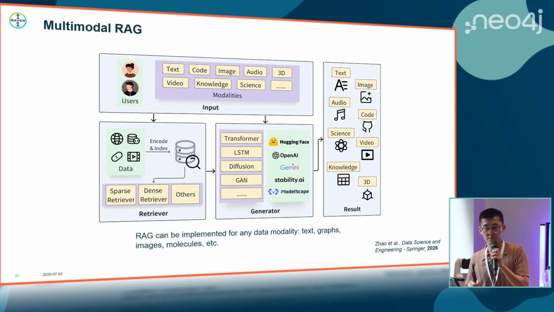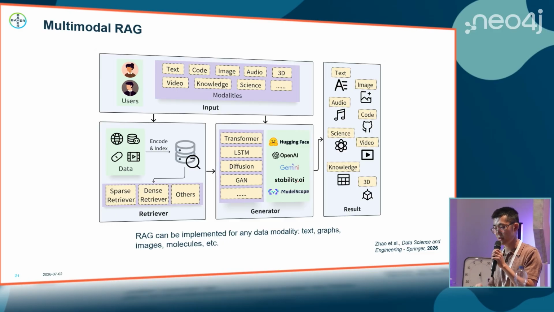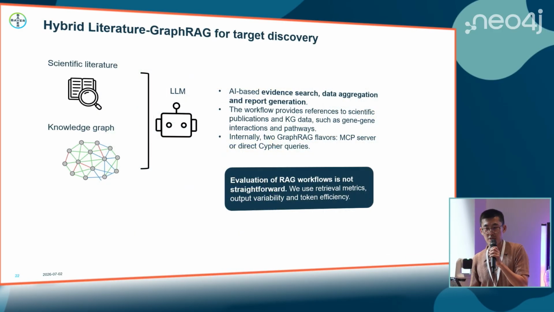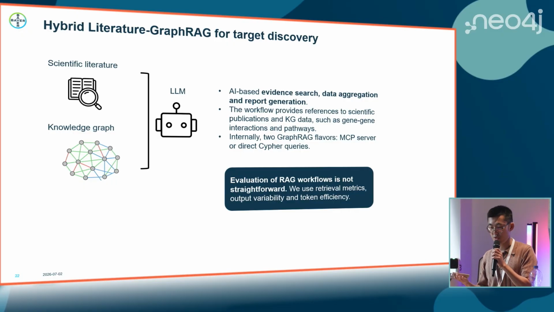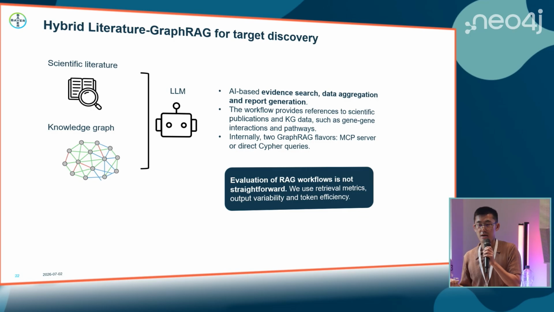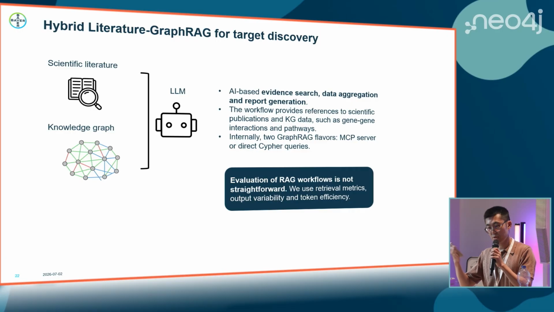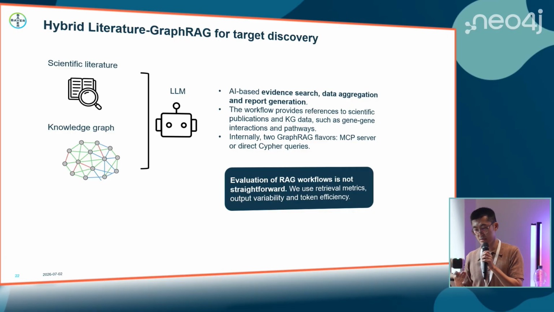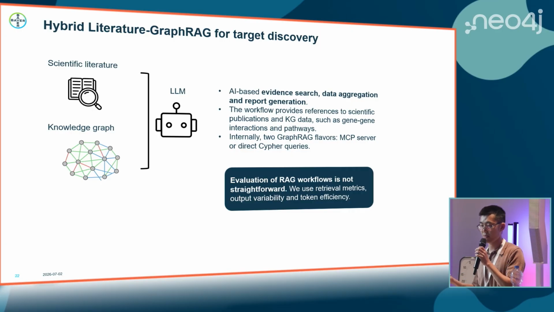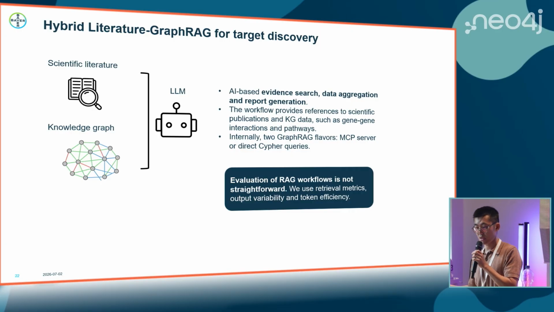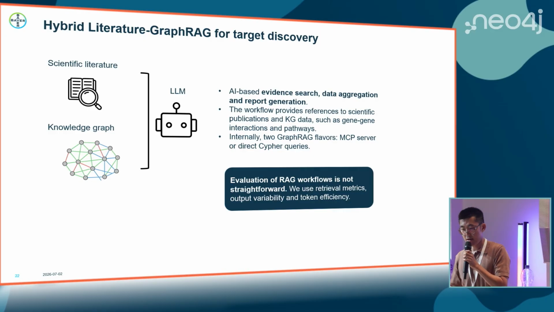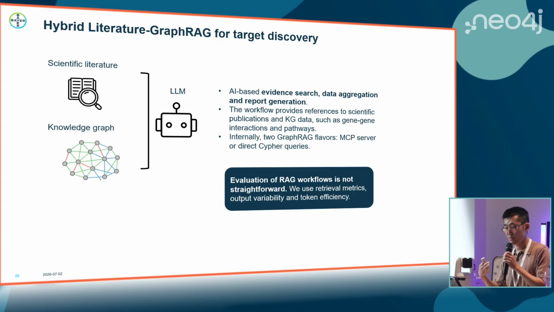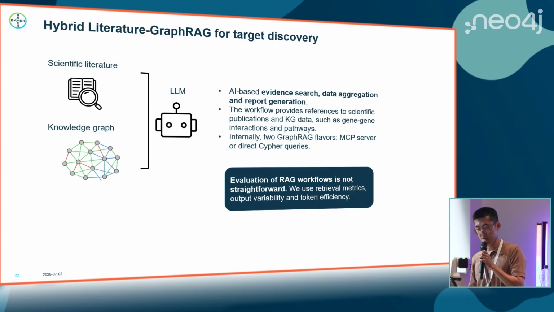And you can also do it for any kind of modalities, but most commonly it is done, of course, for text, images, and graphs. So at Bayer, we develop more of a hybrid approach where we do both literature RAG and GraphRAG for target discovery. Here this is primarily used for evidence search and data aggregation, with the outputs being certain reports. For example, target discovery reports on a certain target, so kind of a deep dive. The advantage of this is that the workflow provides references to both scientific publications and knowledge graph data.